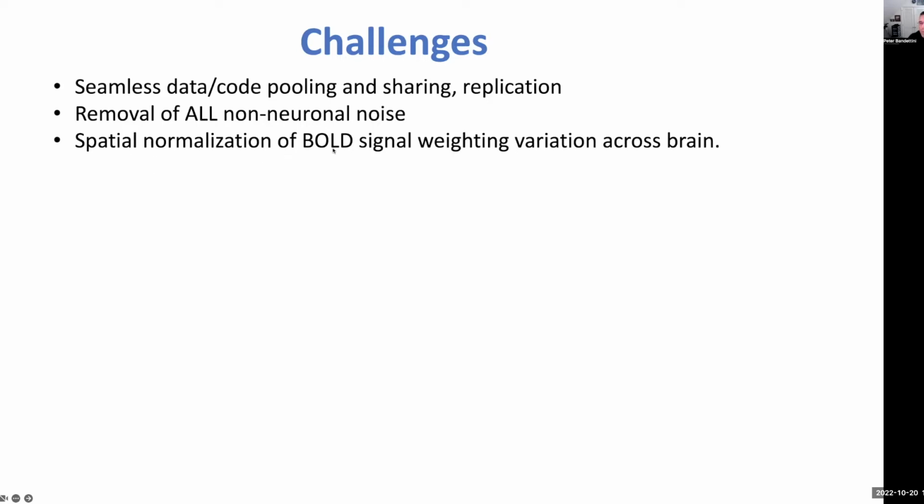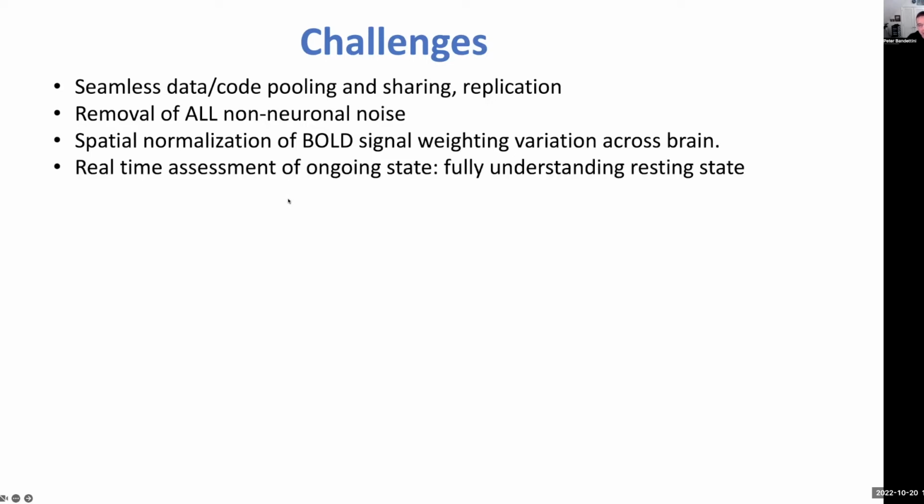Spatial normalization of BOLD signal weighting across the brain. It's weighted by blood volume in each voxel. We're kind of ignoring that point. Some groups try to get around it. It's becoming more apparent when we're trying to do things like layer fMRI. I'll talk about that. Real-time assessment of ongoing state. So that, in other words, fully understanding resting state to the point where you can put a person in a scanner and read out their ongoing state in real time. And I think that's completely possible.